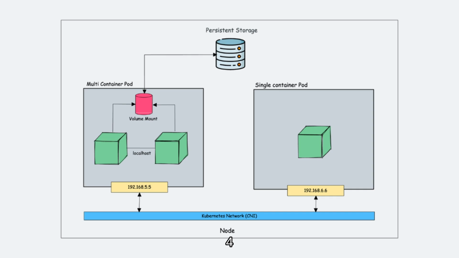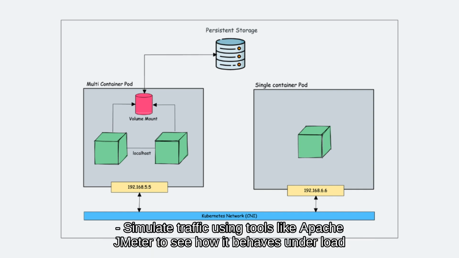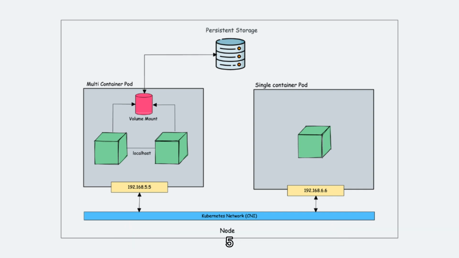4. Isolate the problem. Test your Lambda function in the AWS console with sample payloads. Simulate traffic using tools like Apache JMeter to see how it behaves under load.